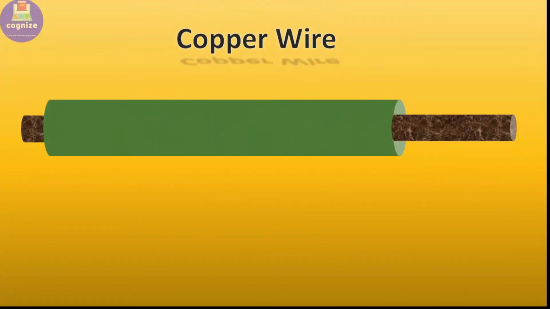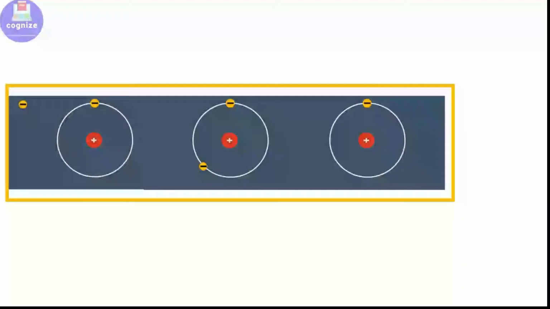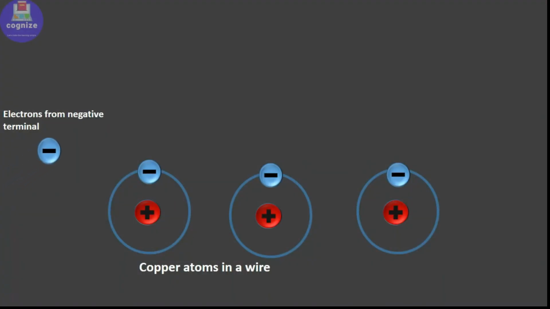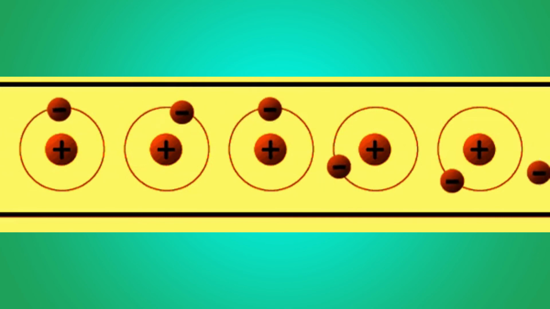Suppose we have an electrical circuit using a copper wire. Inside the wire, there is a countless number of copper atoms. So free electrons of the copper flow in the space between the atoms. During this condition, a free electron eventually finds a new atom to latch onto, and this process continues on neighboring atoms like a chain system.